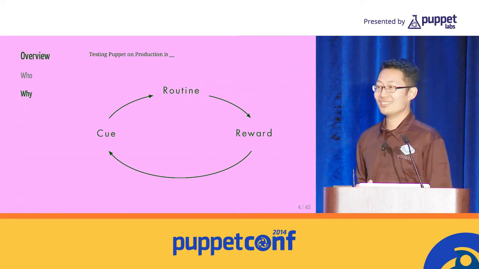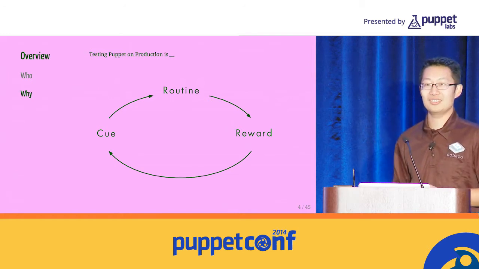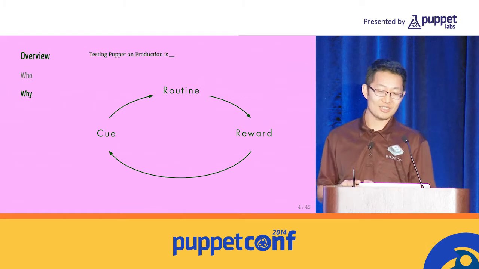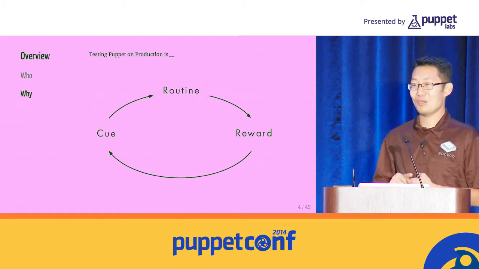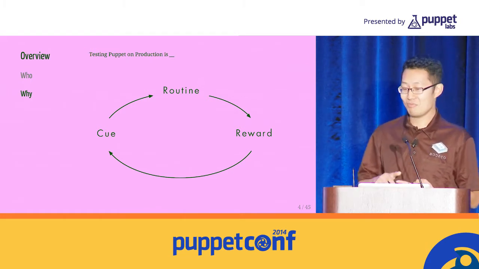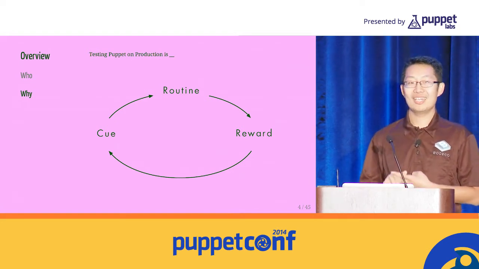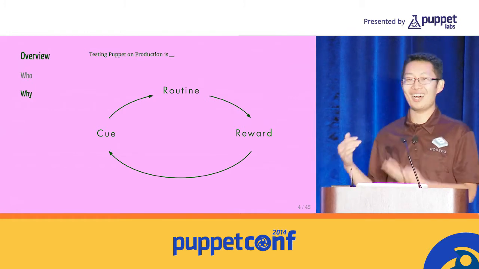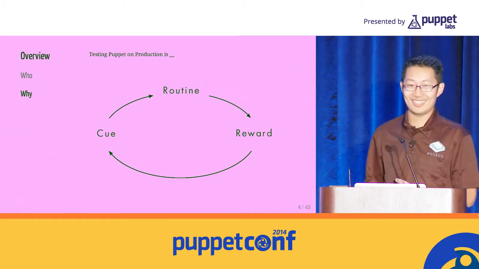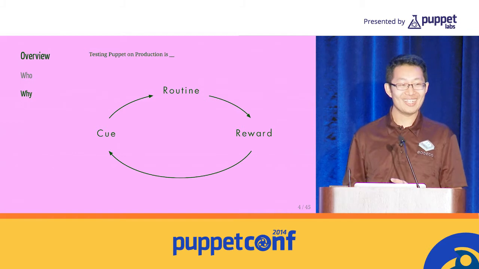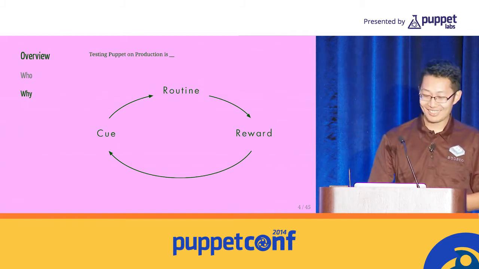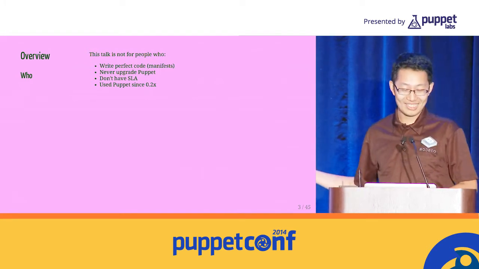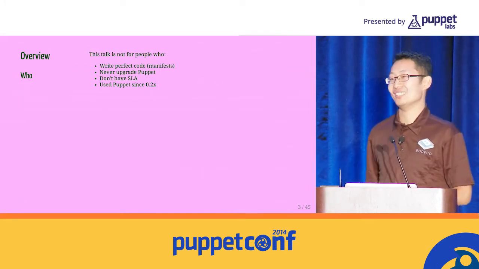And I'll admit, when I started getting into Puppet, I thought this is an awesome tool. And then I started rolling out Puppet in production, because as a beginner, I looked at it and thought, it does some awesome stuff. Here's a system, I need to make changes on it, so I'm going to make that change on the system that is called prod. And then invariably, I found out that I am not this guy. I'm not the guy who writes perfect code. I'm not the guy who never upgrades Puppet. And I'm not running Puppet on a server that doesn't have an SLA.